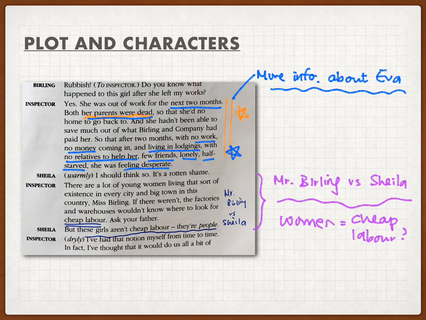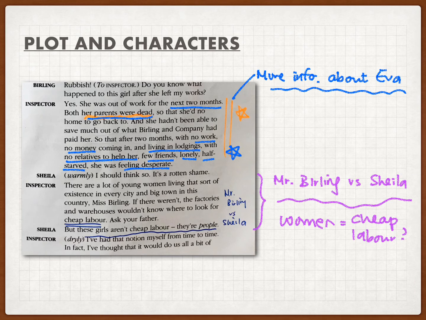And actually, Sheila agreed. Sheila thought it was such a shame that there were young women living in conditions like this. Then the inspector explained that it was super common for young, lower class, working class women in the town to live like this. And because there were young women like this, factories and warehouses, like Mr. Birling's company, could look for very cheap labor, because with very little money, these young women would still work for a company like Birling & Company.